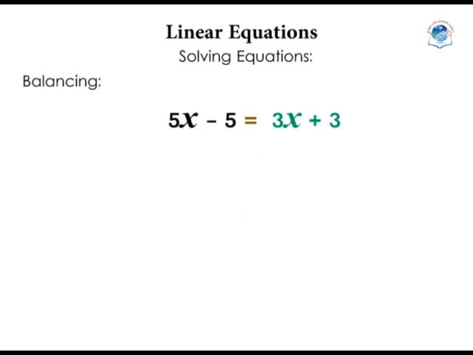If you have 5x minus 5 is equal to 3x plus 3, you keep the unknowns on one side and the constants on the other side. So take 3x to the other side. It becomes minus 3x. And so we have 5x minus 3x minus 5 is equal to 3. Now take minus 5 to the other side. It becomes plus 5. So we have 5x minus 3x is equal to 3 plus 5. So that gives us 2x is equal to 8. To get x, we divide both sides by 2. X is equal to 4. It is that simple.